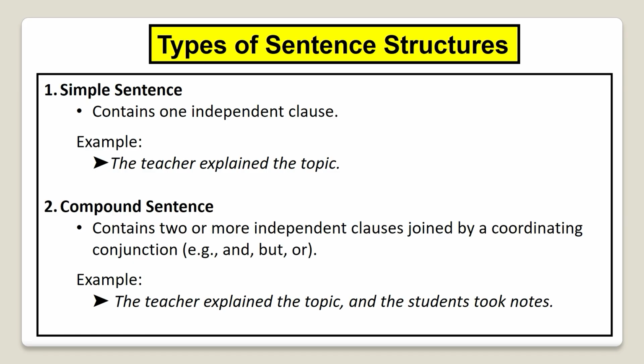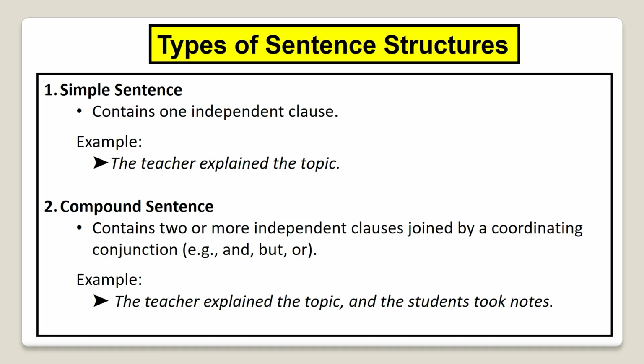Another definition is that it may also have two or more independent clauses. So, in this way, if any sentence contains words like "and", you can understand this sentence structure is a compound sentence. For example, the teacher explained the topic and the student took notes.